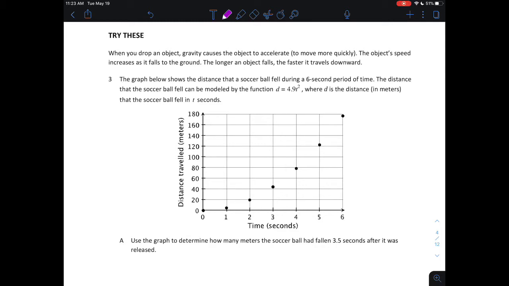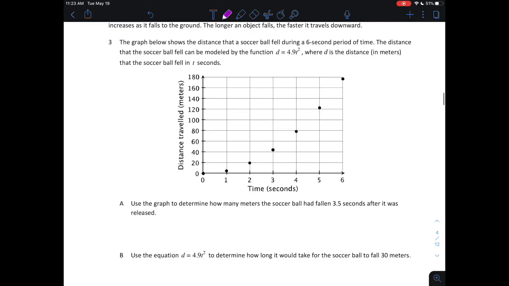Here we have a few pieces of information. A horizontal axis, time, measured in seconds, a vertical axis, distance traveled, measured in meters, and we've got some dots just showing different possibilities for distance traveled for different amounts of time.